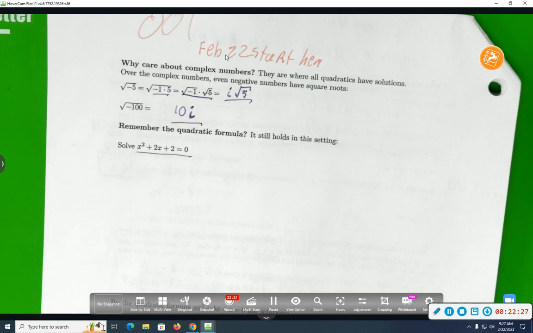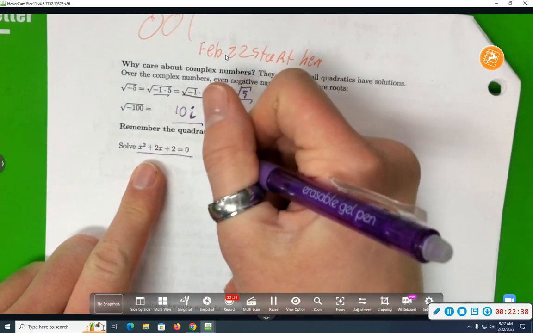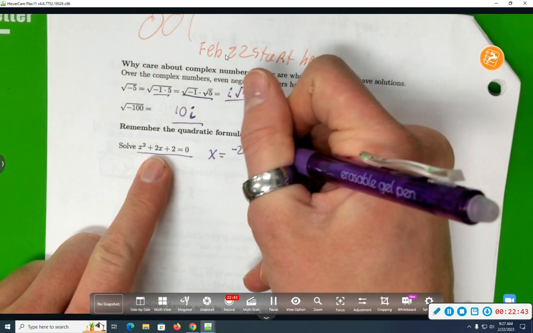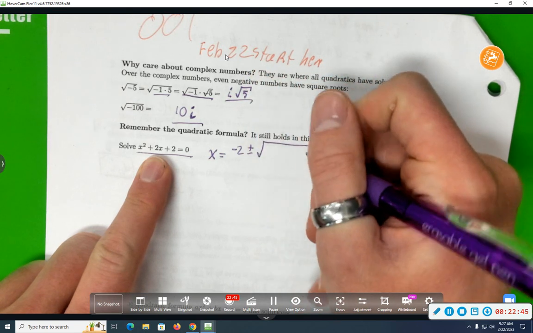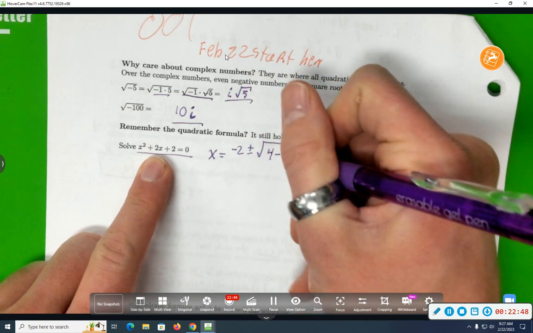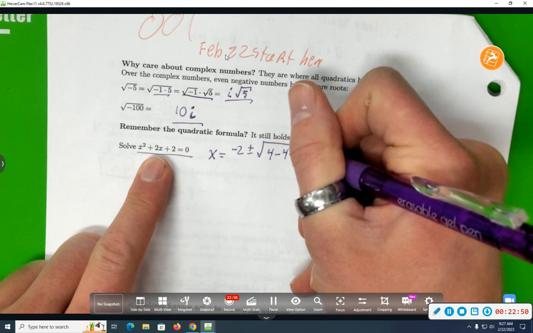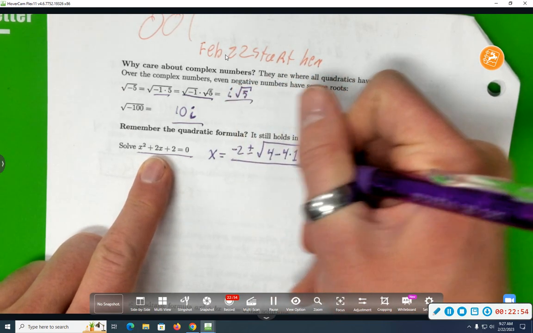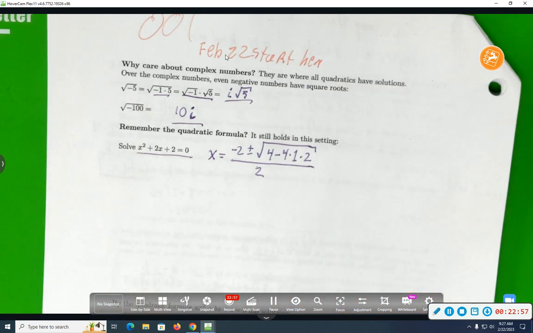I don't know, maybe I'll give you a choice right now. Quadratic formula? Complete the square. All right, so let's use the quadratic formula, see what we get. We will get x equals negative b plus or minus the square root of b squared minus 4 times a times c all over 2a. So there's the thing we wind up with.